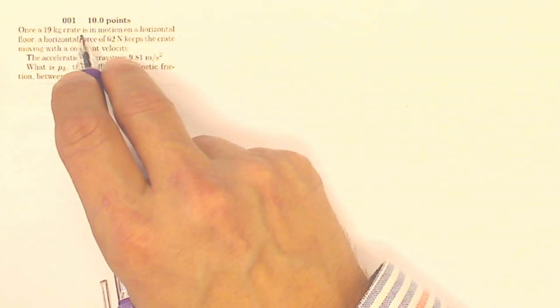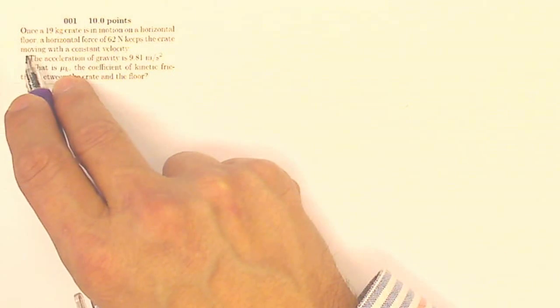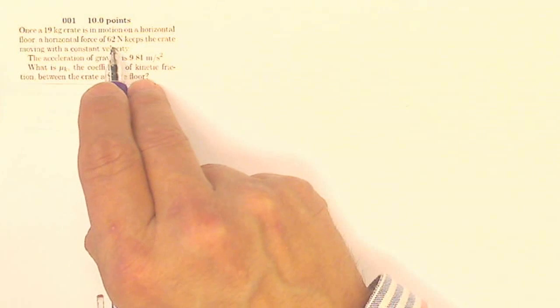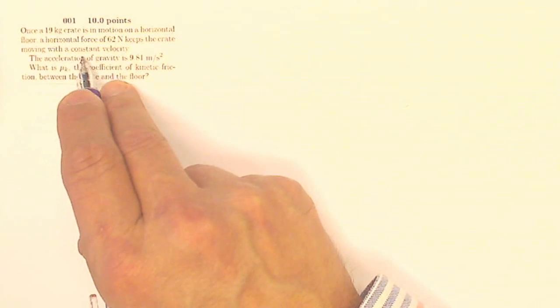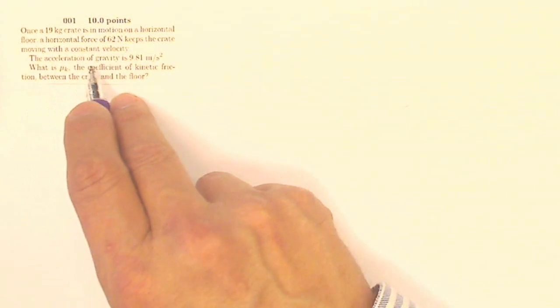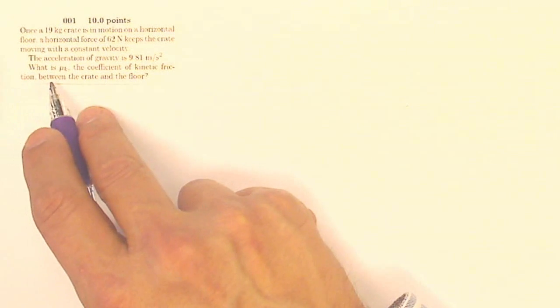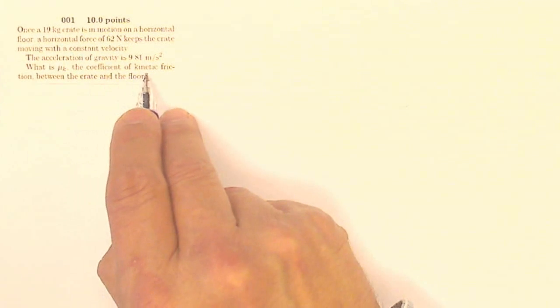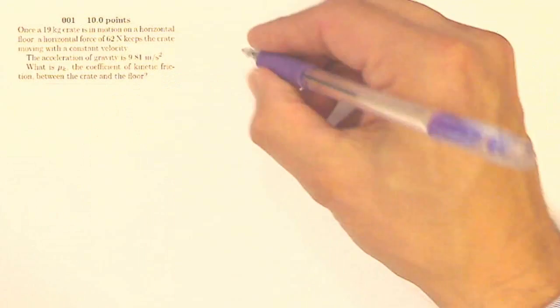This is physics homework number 11, question number 1. It says, once a 19-kilogram crate is in motion on a horizontal floor, a horizontal force of 62 newtons keeps the crate moving with a constant velocity. The acceleration of gravity is 9.81. What is the mu k, the coefficient of kinetic friction between the crate and the floor?